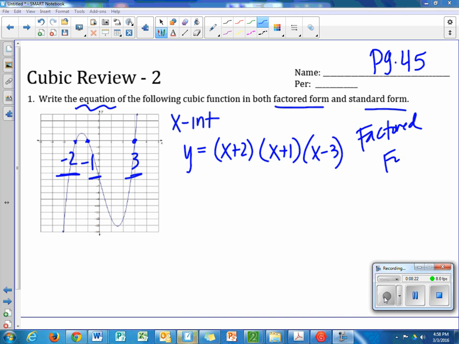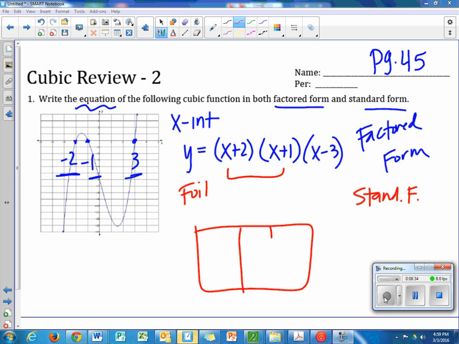But as I just showed you before, in order to change it into standard form, you need to go ahead and FOIL this. And then when you're done, you need to create your 3 by 2 box as I just did before. Good luck on that, and I know you guys can do that based on the previous slide. Moving on.